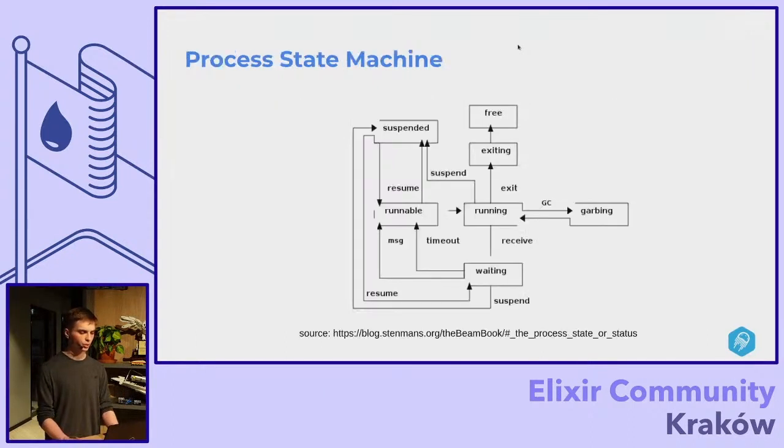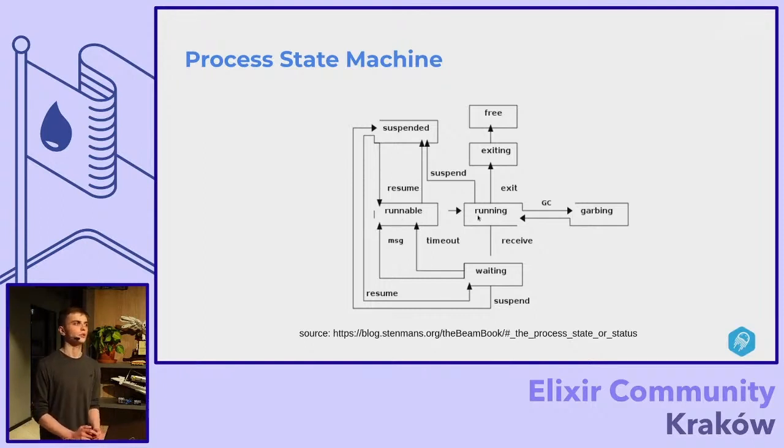So we can take a look at the process state machine. Maybe this is pretty obvious, however, I think this is also worth mentioning. Whenever our process is running, it's in state running, so our scheduler is executing this process. And when we go into the receive block and there is no matching message in our inbox, we'll transit to the waiting state. And when there is an incoming message, we'll transit to the runnable state and then to running once again.